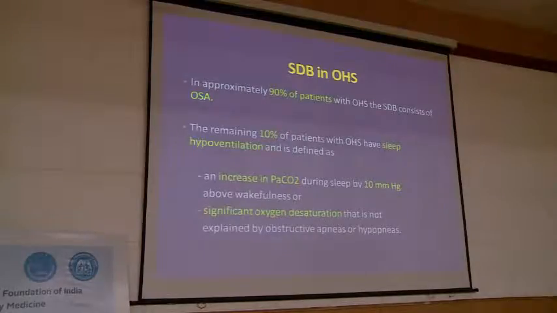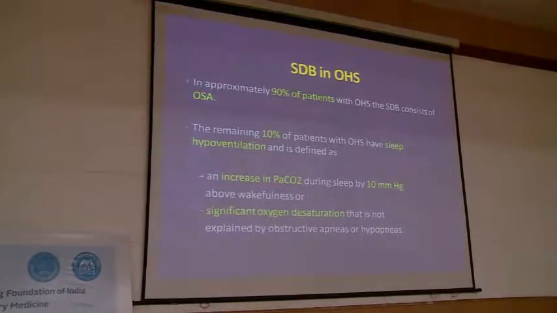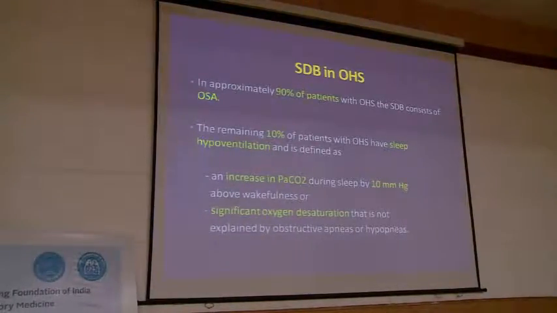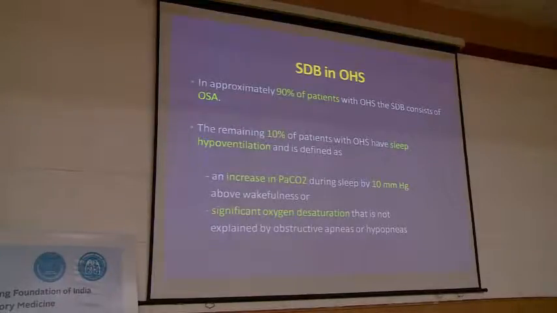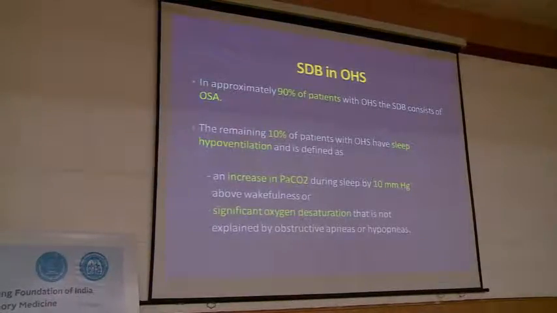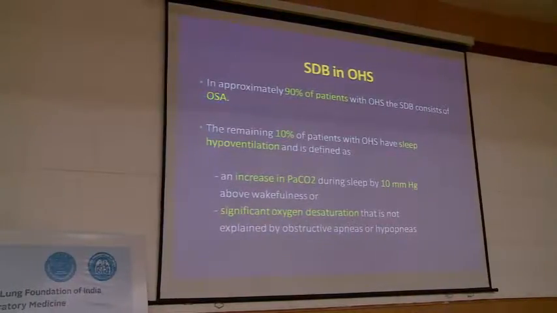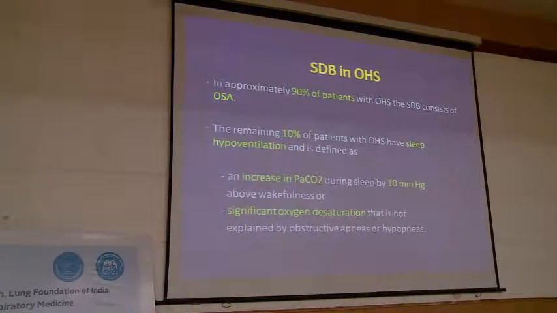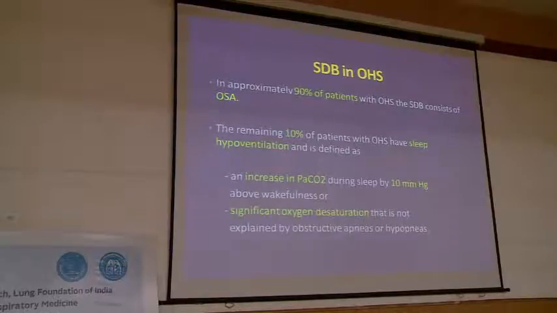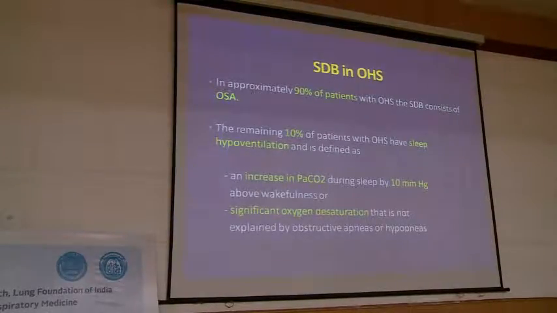So basically, we said that obesity hypoventilation syndrome patients have sleep disordered breathing. So it has been found that 90% of patients have obstructive sleep apnea and 10% of patients of obesity hypoventilation syndrome have central sleep hypoventilation. That means 90% of these patients, when they are sleeping, they are actually choking and they have obstructive sleep apnea. But 10% actually have pure sleep hypoventilation.